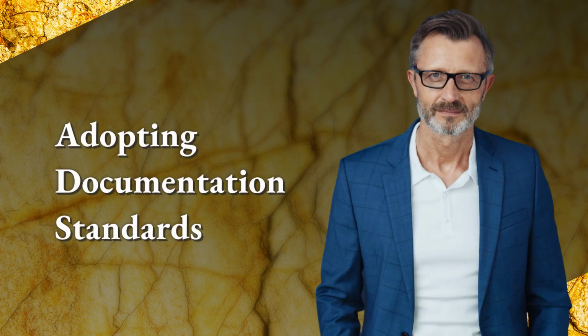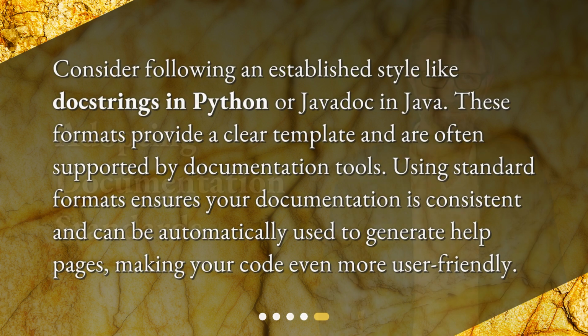Adopting documentation standards. Consider following an established style like docstrings in Python or JavaDoc in Java. These formats provide a clear template and are often supported by documentation tools. Using standard formats ensures your documentation is consistent and can be automatically used to generate help pages, making your code even more user-friendly.